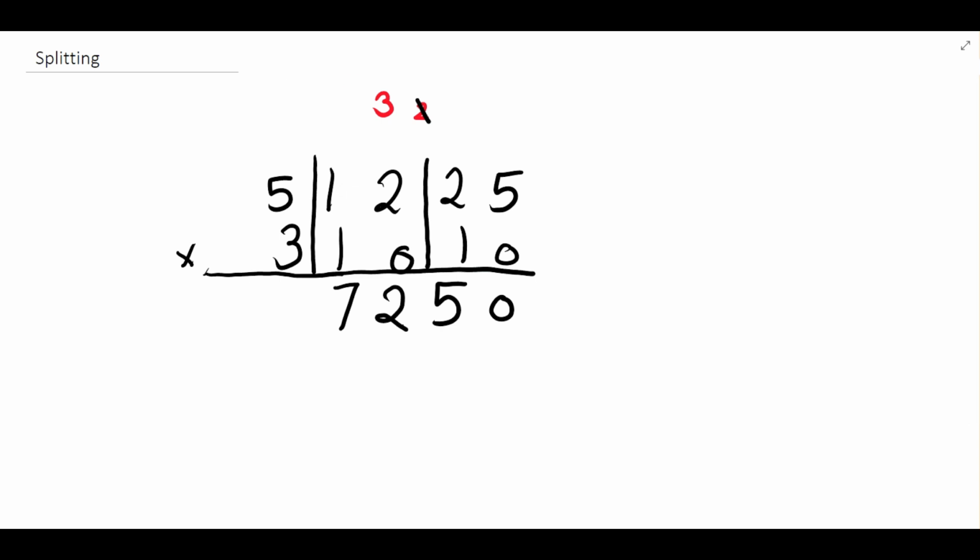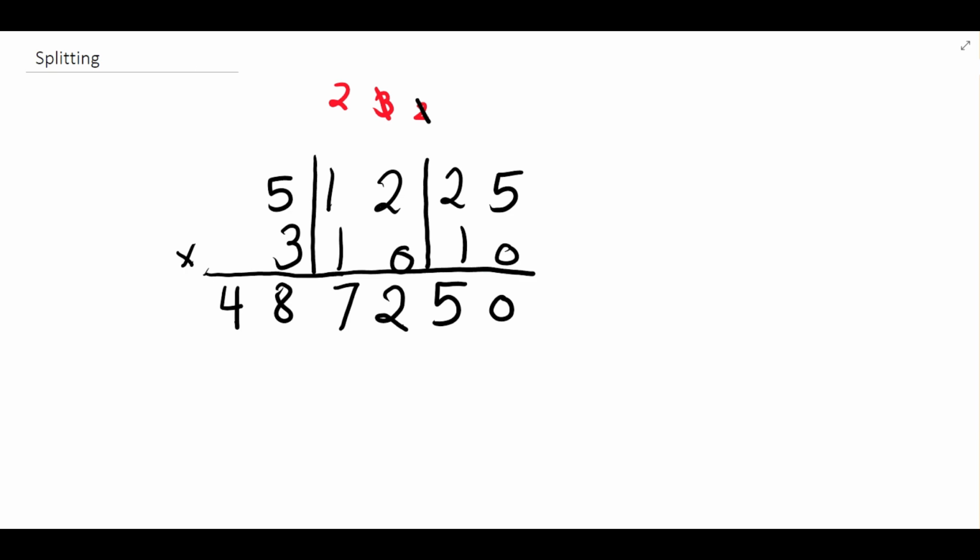Next, 3-way crosswise. So 12 into 10, 120, 5 into 10, 50, 25 into 3, 75. So 75 plus 120 plus 50. That would be 125. 125 plus 120, and that would give 245. Our carry is 3, so 248. And we have 48, carry of 2.